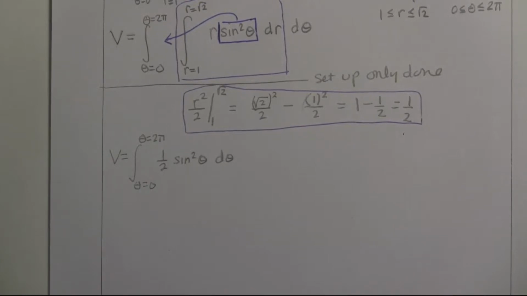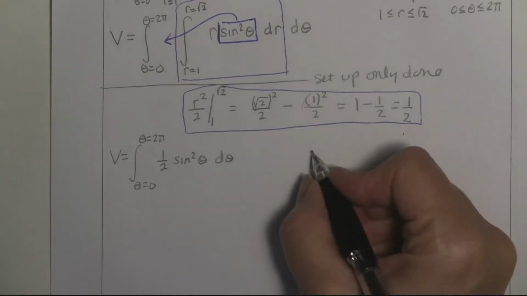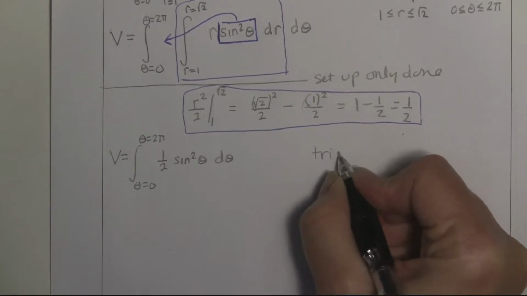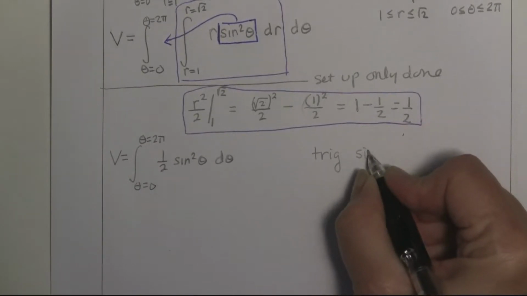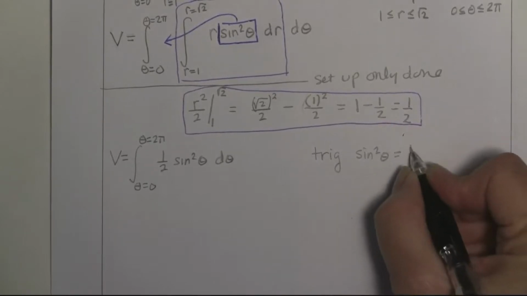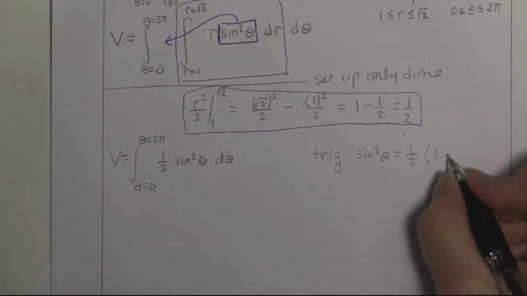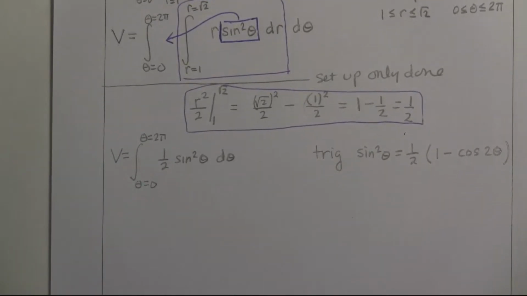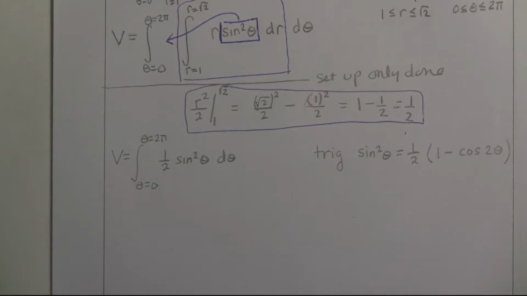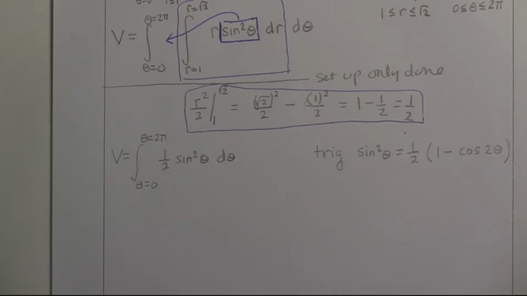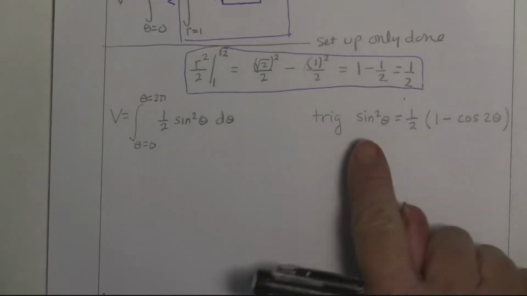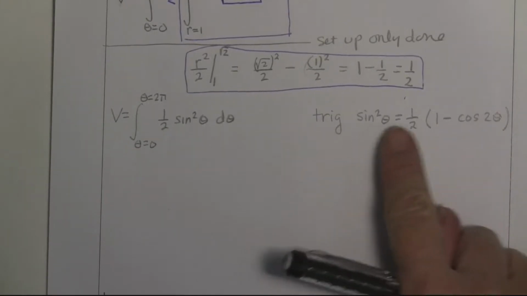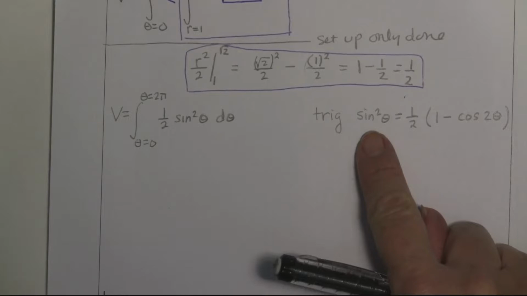And this one, like the other one that I had, I could do a U substitution, or I could do a trig identity. This one I only have the choice of doing a trig identity, and this is the trig identity that I'm going to use. Sine squared theta equals half times 1 minus cosine 2 theta. I have memorized that, and I suggest that you do as well. I remember that when it's cosine squared theta, it's plus, and when it's sine squared theta, it's minus.